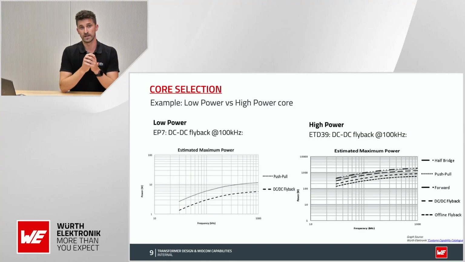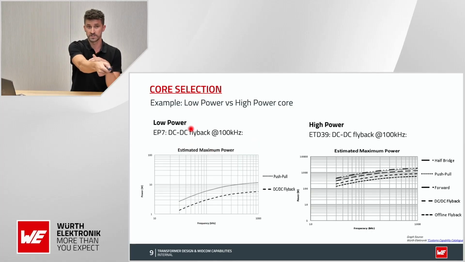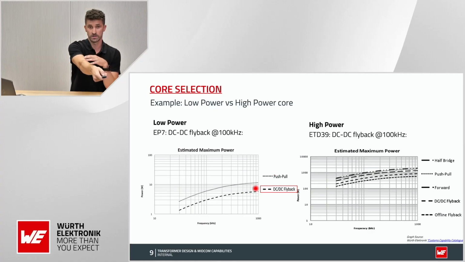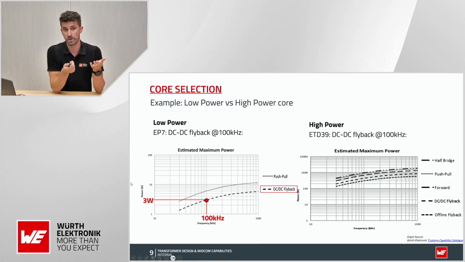So now let's do a quick core selection, and I prepared an example of a low power versus a high power core. The topology is the same, a DC-DC flyback that works at 100 kHz. And what we are comparing is an EP7 versus an ETD39 core. So let's start from the EP7, and I put side by side the power versus frequency curves. We can see here the dashed line, which is the DC-DC flyback curve for the EP7. We set the switching frequency at 100 kHz, and this results in a maximum power achievable of 3 watts. This is the maximum power we can achieve with this core, with this topology at this switching frequency.